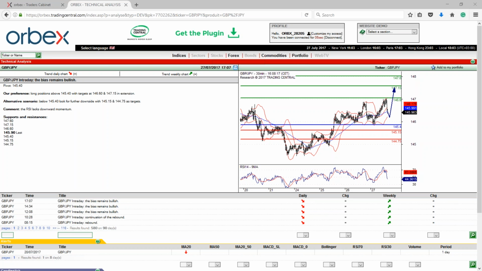Okay, so these trades are based on the intraday time frame. You can see that this is a 30-minute chart, and so these trades are for short-term intraday traders only, and you wouldn't be basing higher time frame trades on these setups or on this analysis.